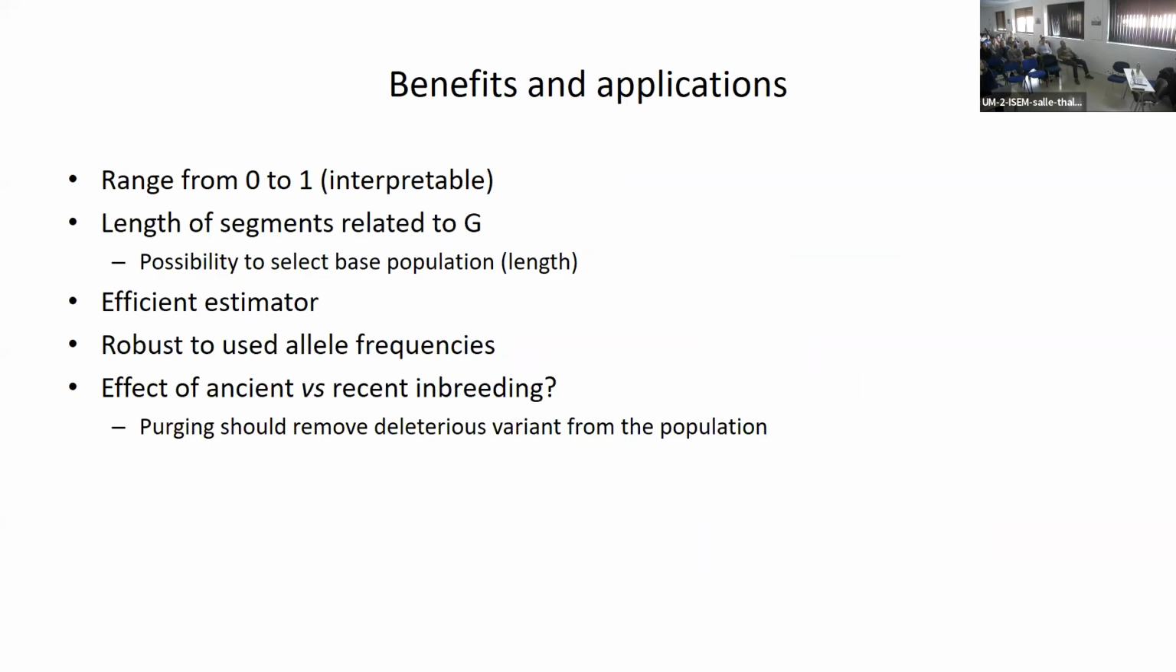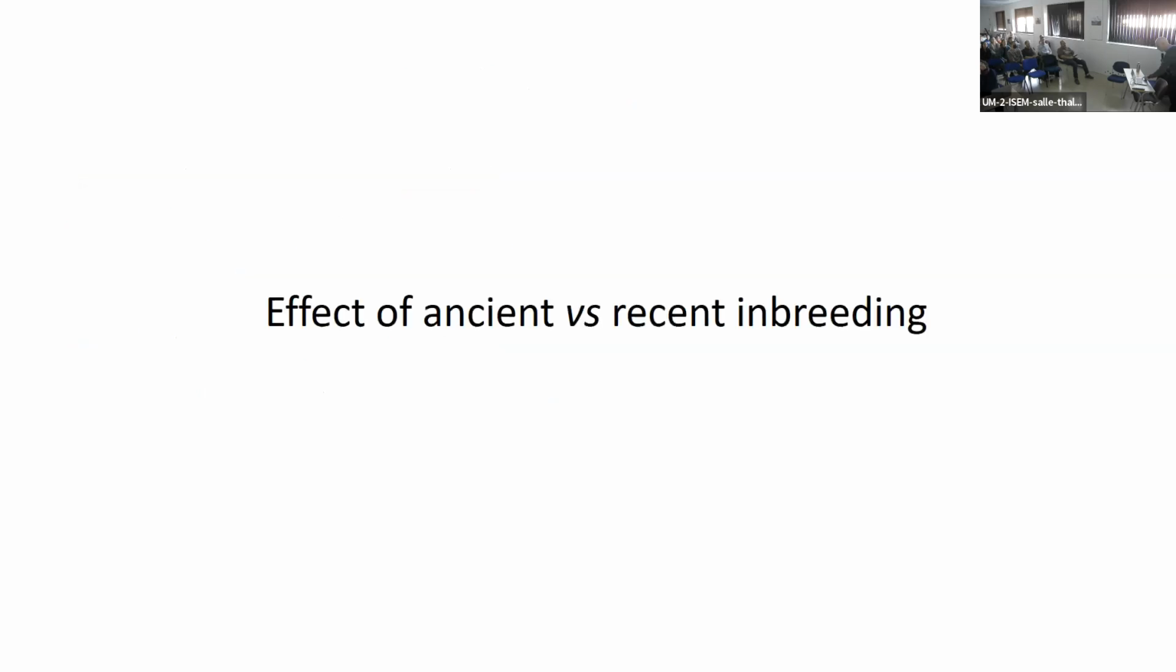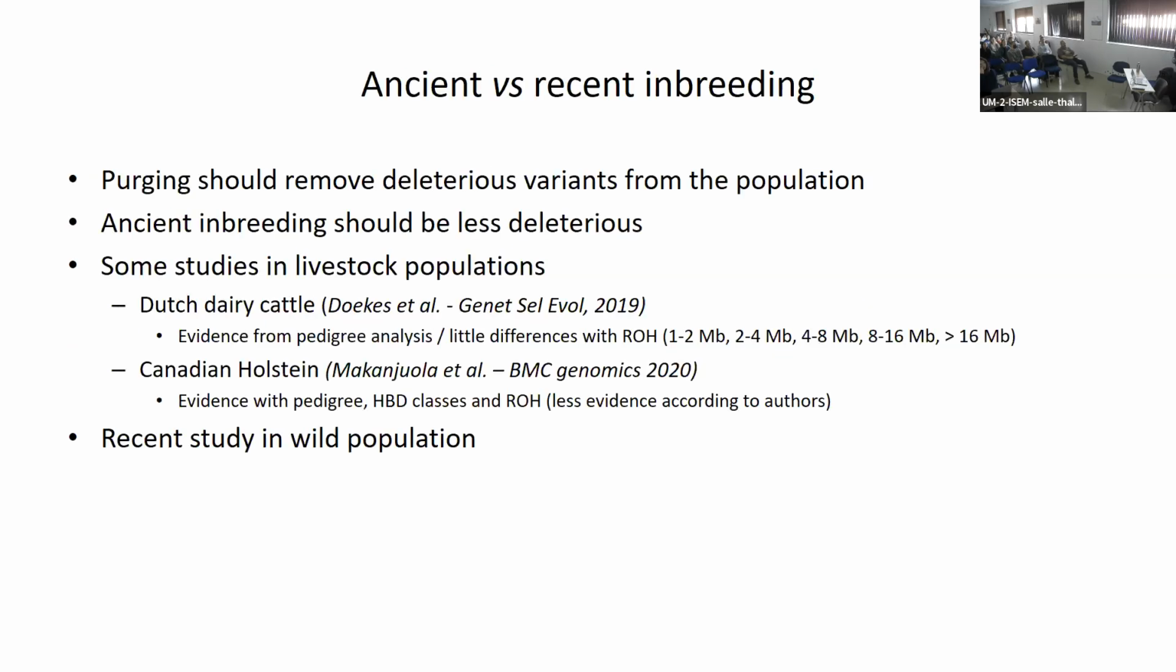And so the last application I want to discuss with these methods is that we can use this inbreeding coefficient to compare the effect of ancient versus recent inbreeding. The hypothesis is that purging should remove deleterious variants from the population, and so ancient inbreeding should be less deleterious than recent inbreeding. There have been some studies in livestock populations with some evidence from pedigree data and less strong evidence from ROH.